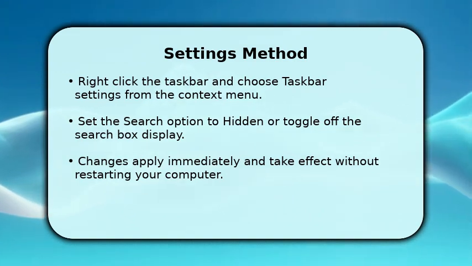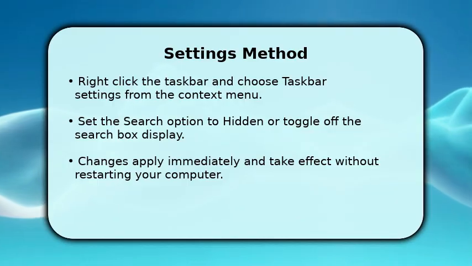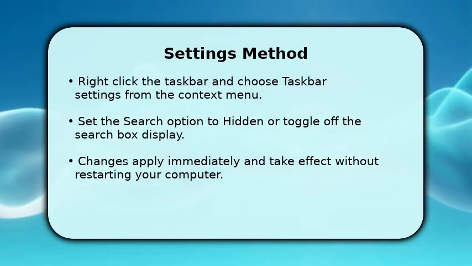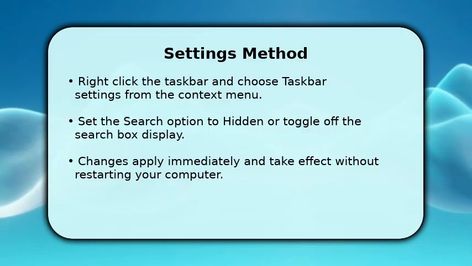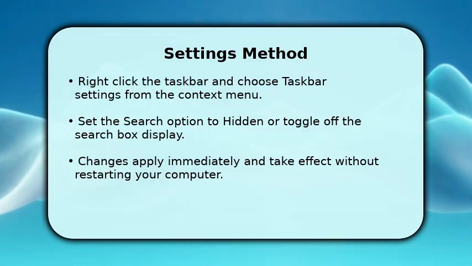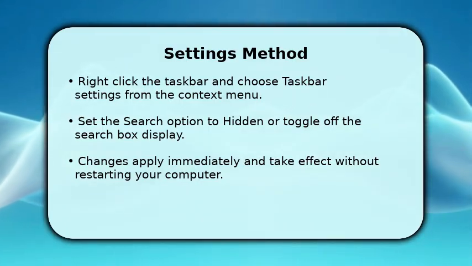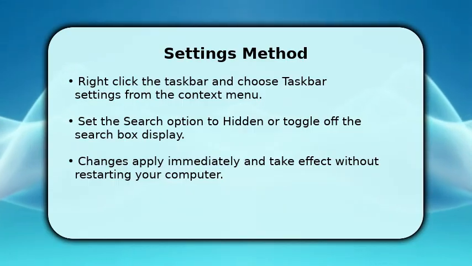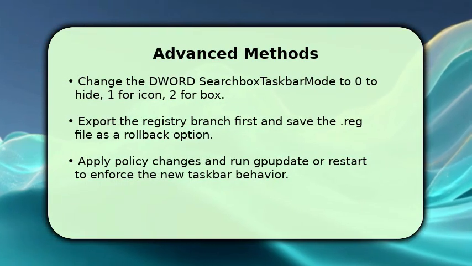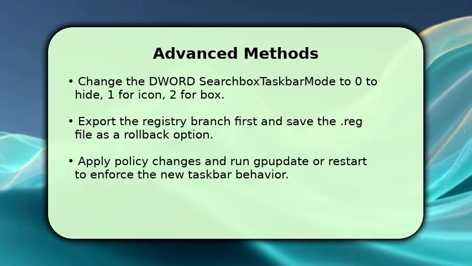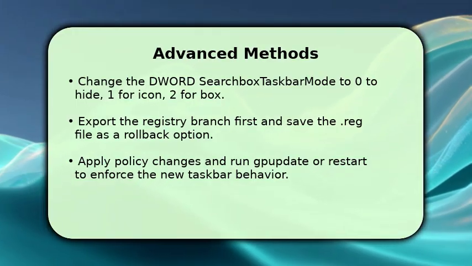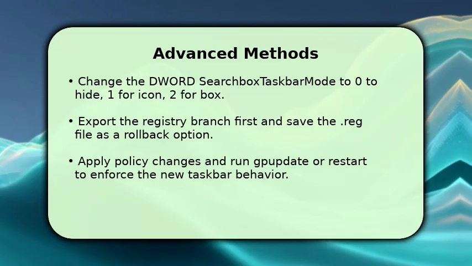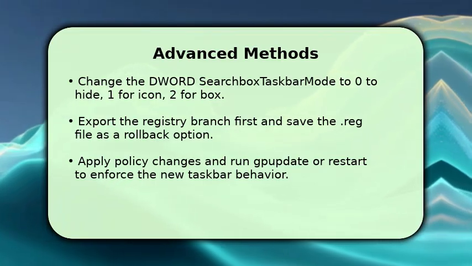Advanced methods use registry edits or local group policy for precise control. Open Regedit and navigate to HKEY_CURRENT_USER\Software\Microsoft\Windows\CurrentVersion\Search. Change the value SearchboxTaskbarMode to 0 to hide, 1 for icon, 2 for box. Export the registry branch first and save the reg file as a rollback option.